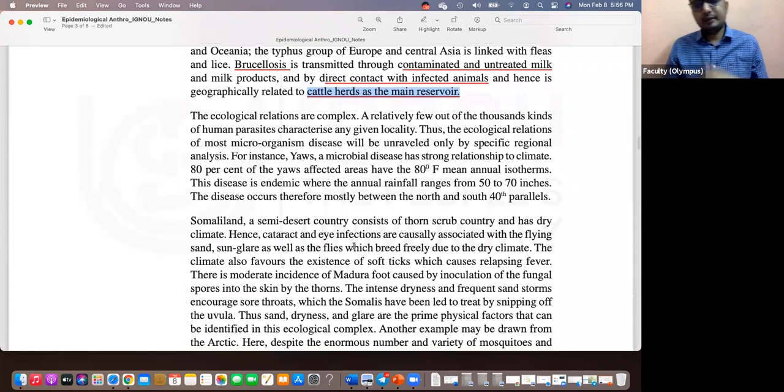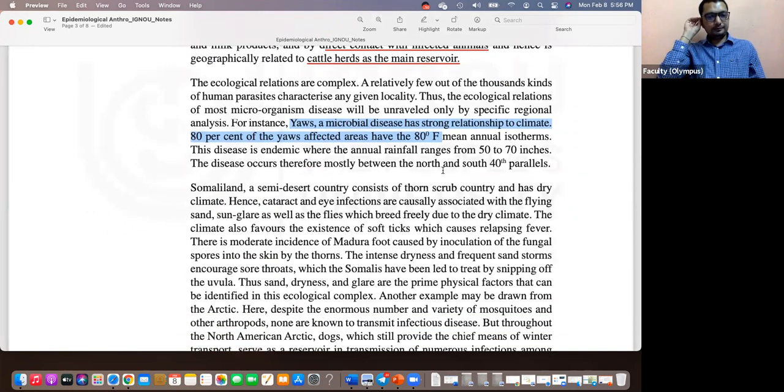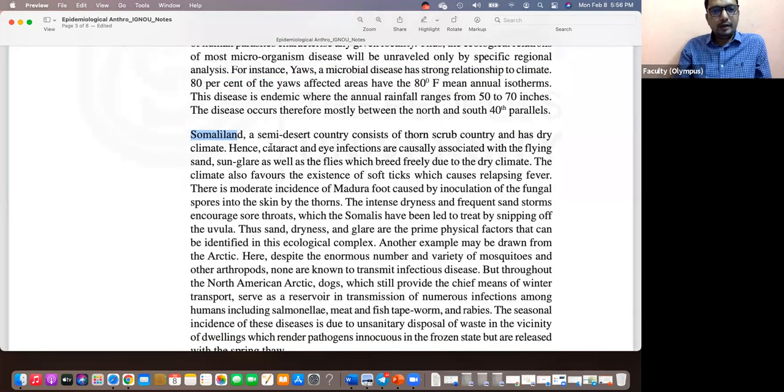Okay, more examples are there. I don't think we need to discuss all of them, but some are more common in deserts. They're talking about a microbial disease more common where temperature tends to be high. Geographically, they've given several examples here. In Somaliland, for example, where a semi-desert area exists, which tends to be dry, cataract and eye-related infections and the bacterial infections that cause those problems are more common in those dry regions.